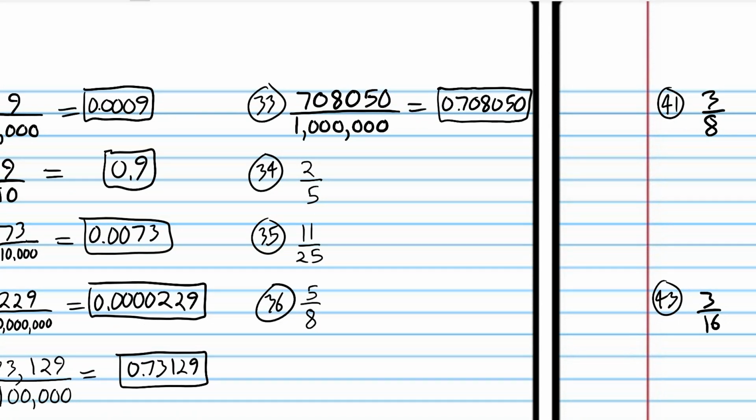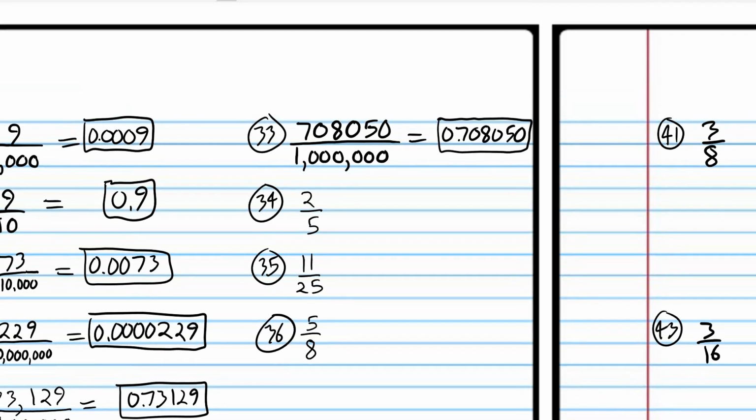And again, we could reduce this. These zeros would cancel out if we divide by 10. But again, you don't have to worry about that now. All right, so tenths, hundredths, thousandths, 10,000ths, 100,000ths, millionths. That works out. All right, number 34. Now this problem is going to be different because we don't have a fraction with powers of 10 in the denominator. So how do we convert 2/5 to a decimal?